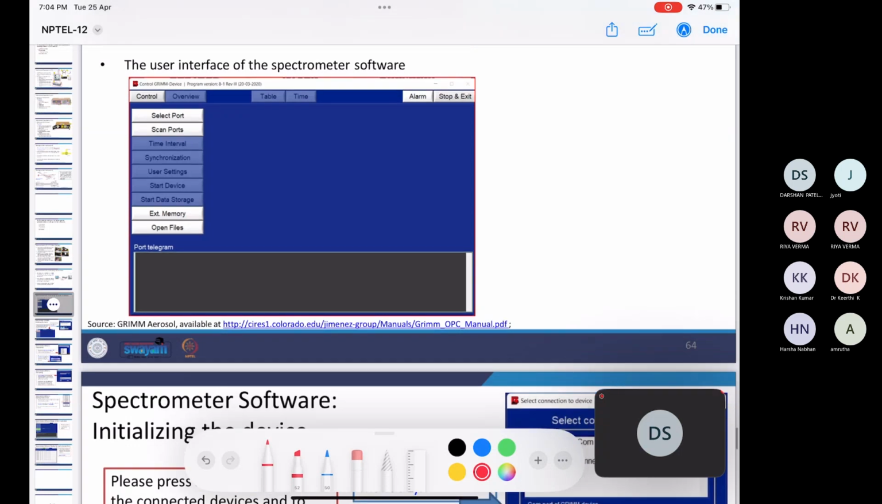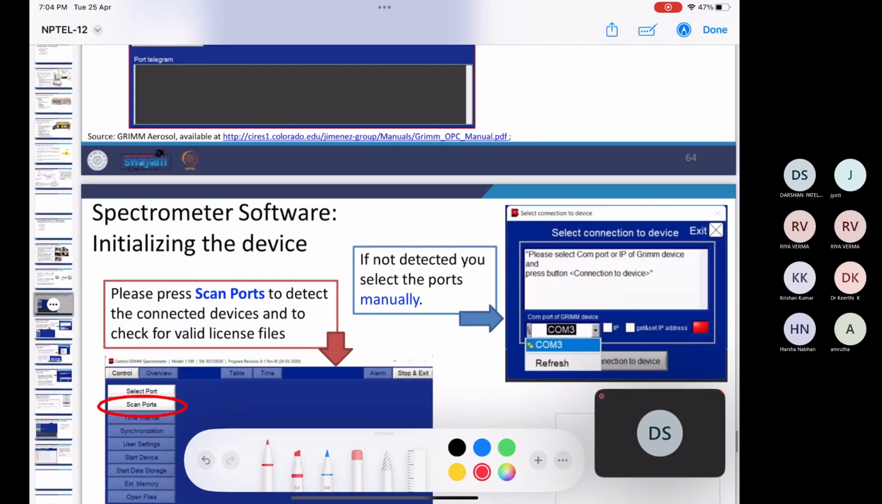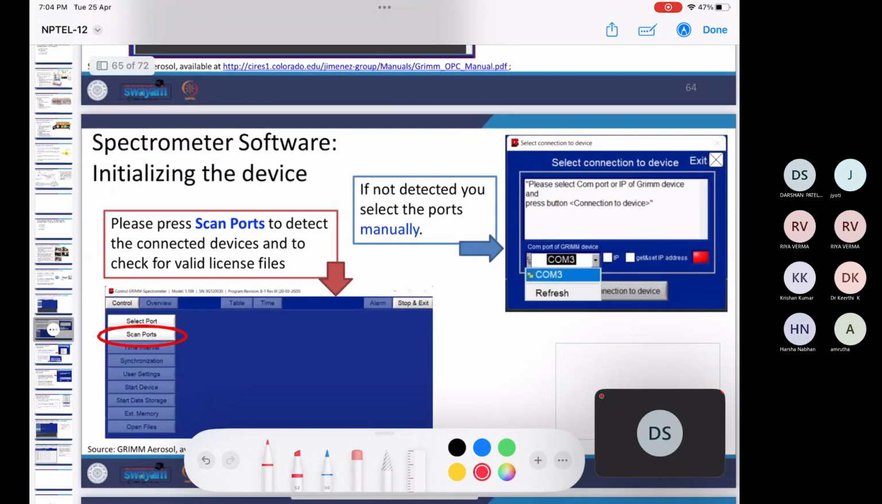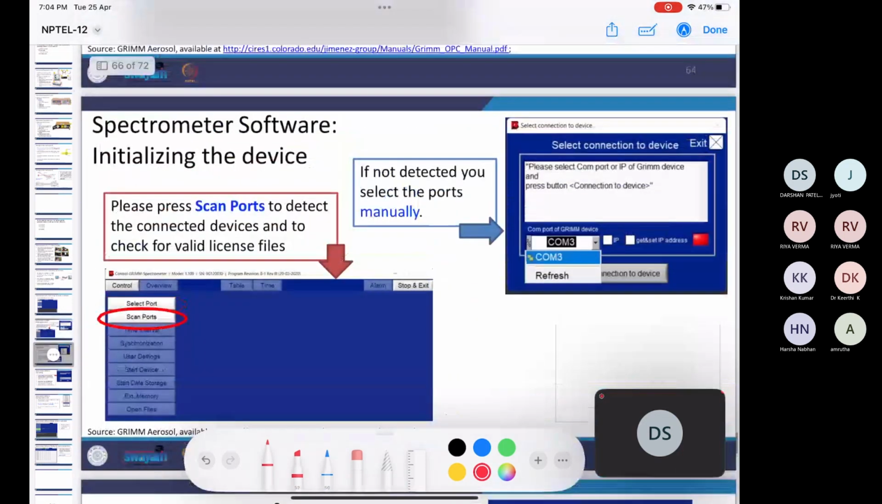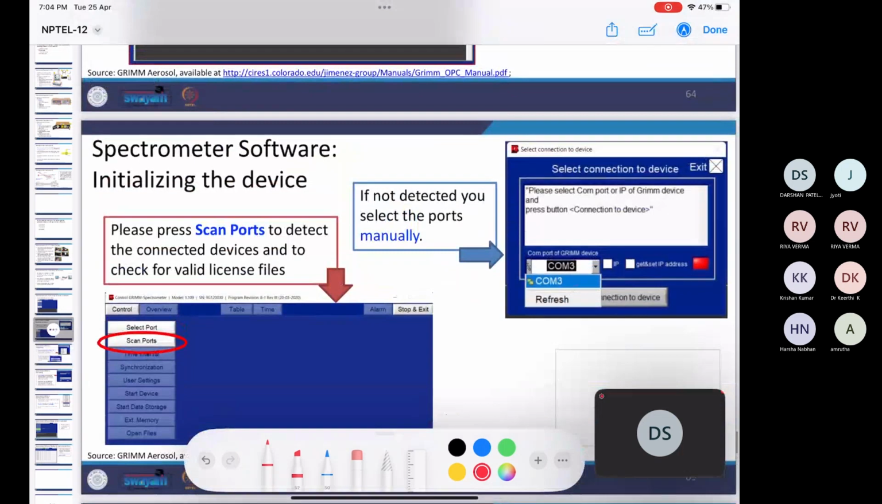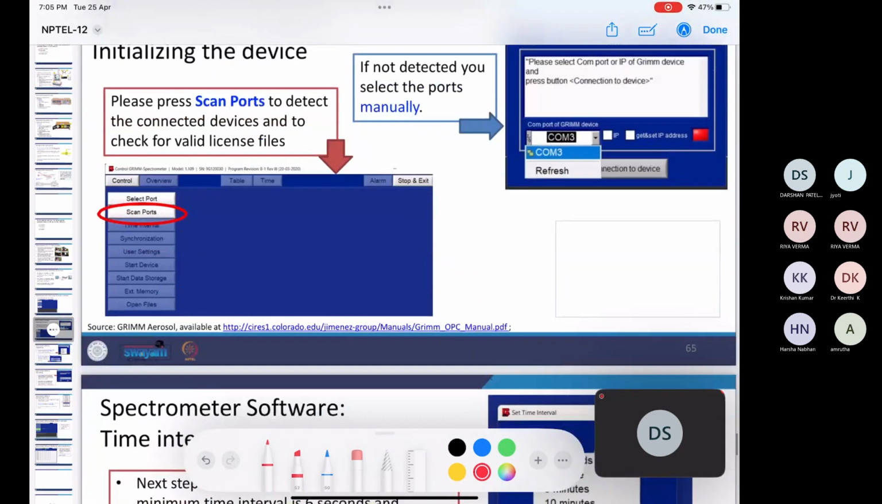So first of all, we need to go to this scan ports. When we press this scan ports, it detects the connected devices and checks for a valid license file. If it's not detected, you can select the ports manually. Like this, it has selected the port as COM3. Then after that, we click on this port to connect to the device.